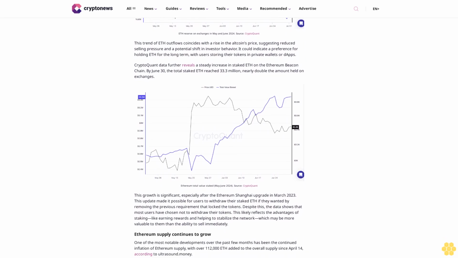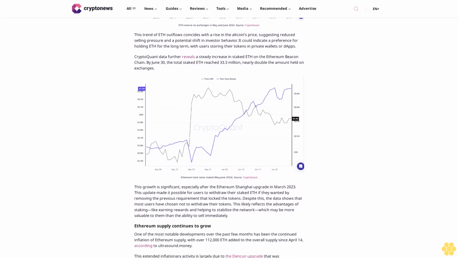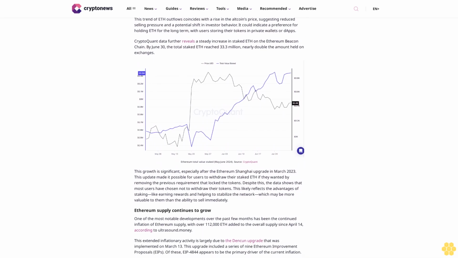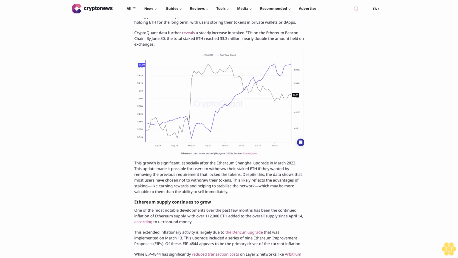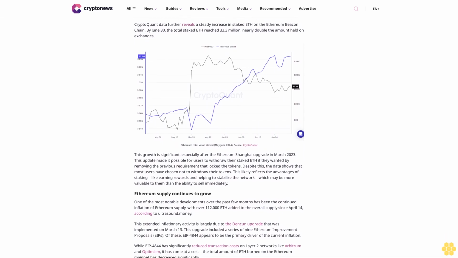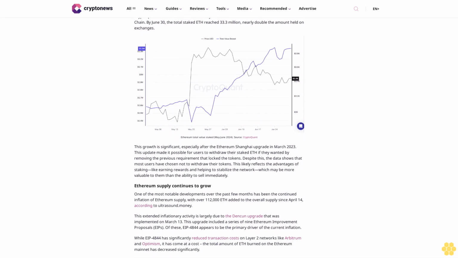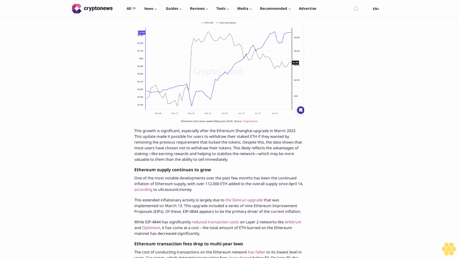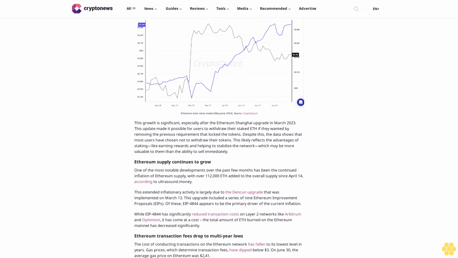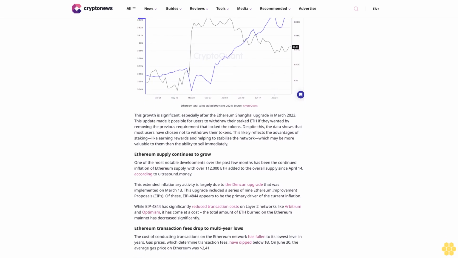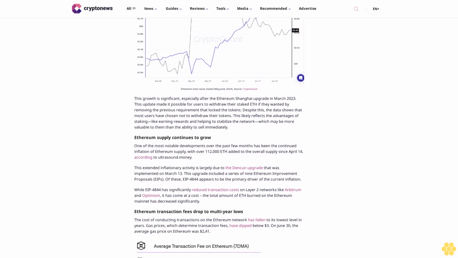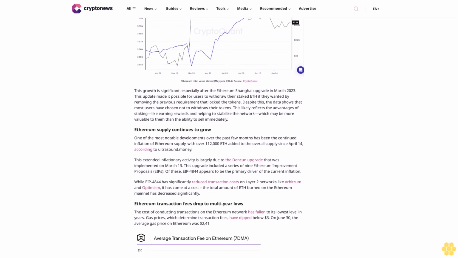Investors move ETH off exchanges. Data from CryptoQuant indicates a significant decline in the amount of ETH held on cryptocurrency exchanges. As of June 3rd, exchange balances reached a four-year low of 16.6 million ETH, surpassing the previous low recorded in July 2021. This trend of ETH outflows coincides with a rise in the altcoin's price, suggesting reduced selling pressure and a potential shift in investor behavior.